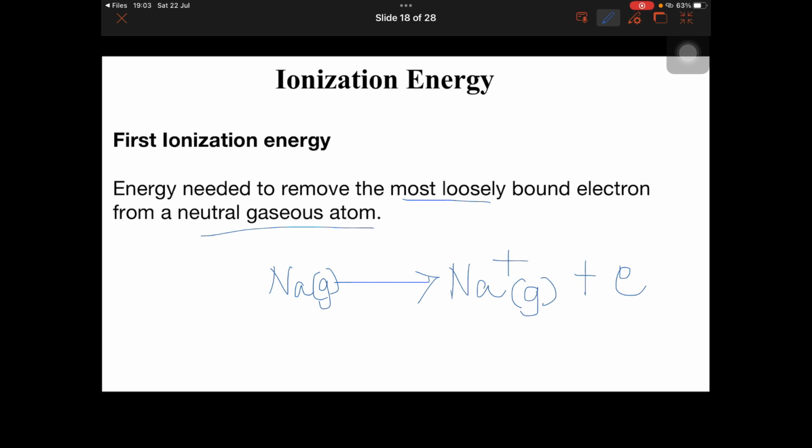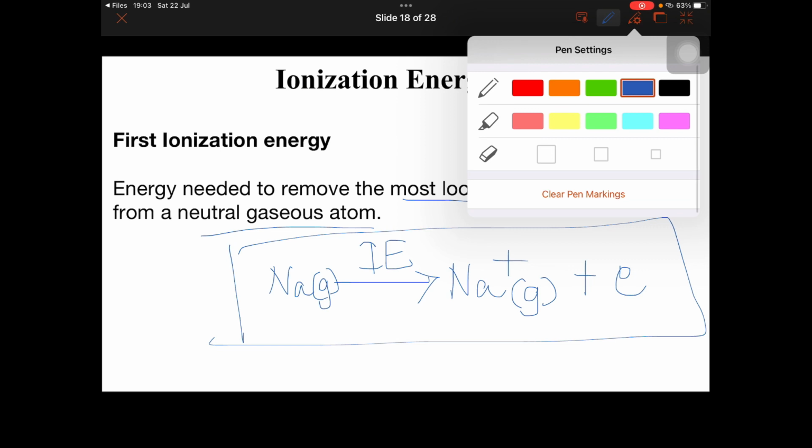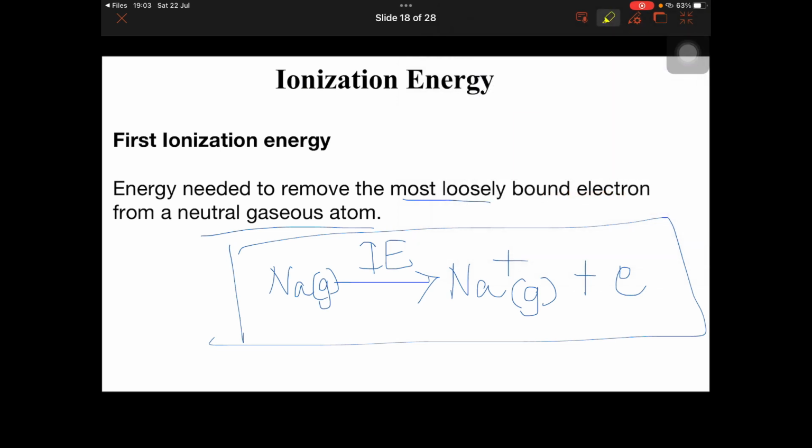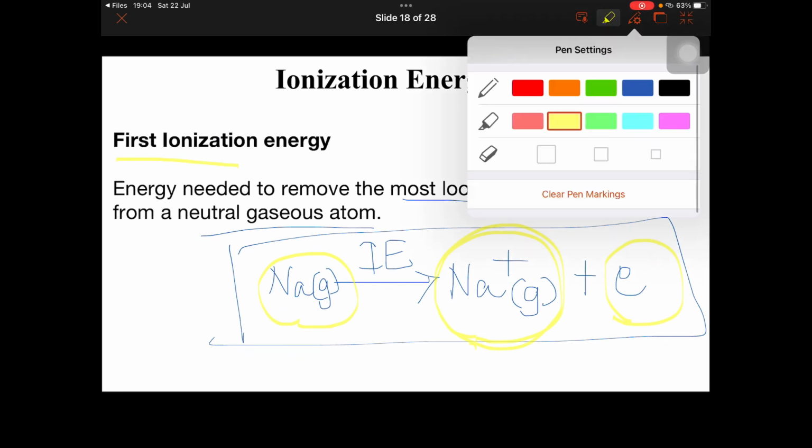So this is how we can indicate the first ionization. If you can remember this equation, you can easily put that idea into words, which means from 1 mole of gaseous atoms, when 1 mole of electrons are removed, the energy needed to form 1 mole of gaseous unipositive ions is referred to as the first ionization energy. I hope that is clear to all of you.